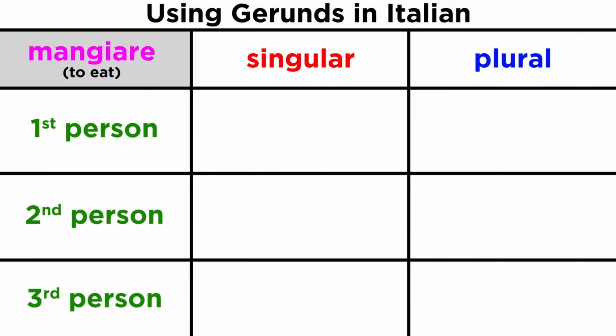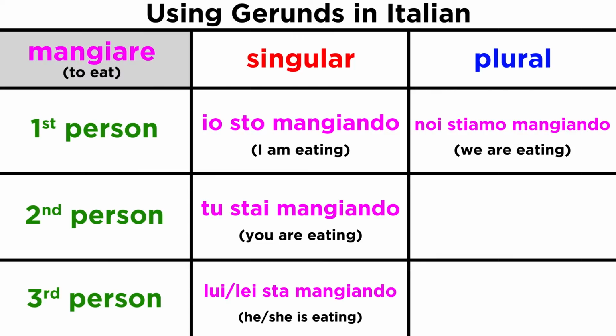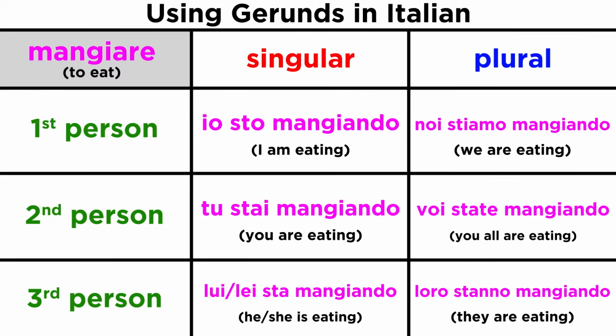Let's do the full conjugation with stare and the gerund for mangiare. Io sto mangiando. Tu stai mangiando. Lui o lei sta mangiando. Noi stiamo mangiando. Voi state mangiando. Loro stanno mangiando. So this is actually quite easy to use and very common in everyday speech. Let's see some more examples that you might hear frequently.